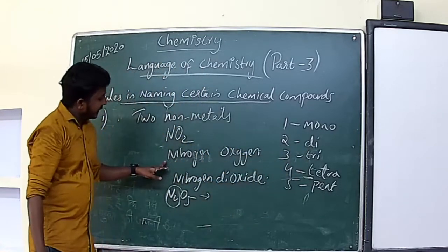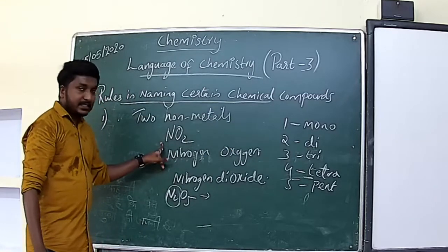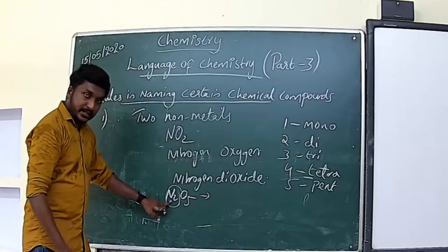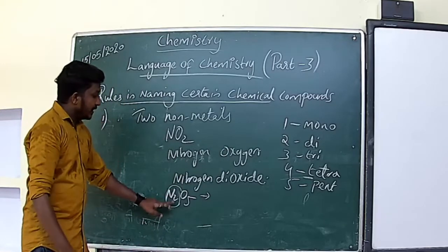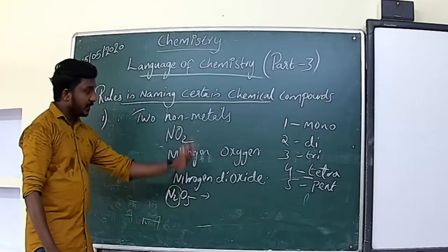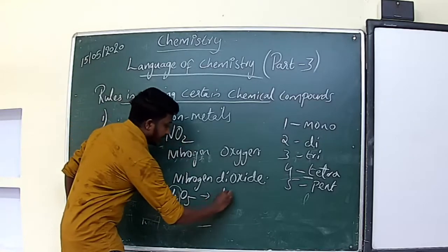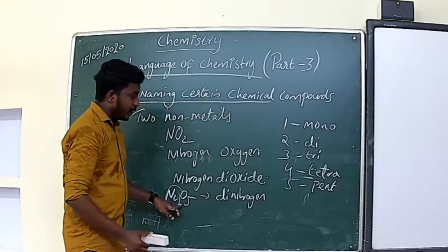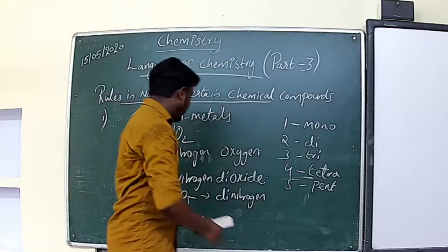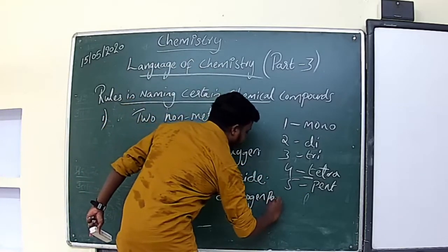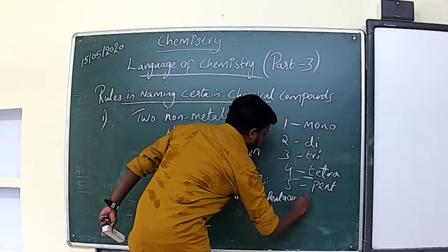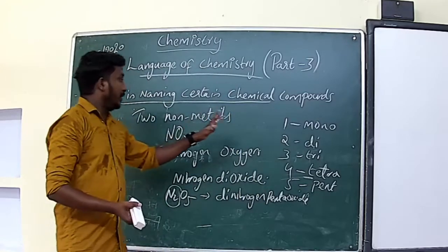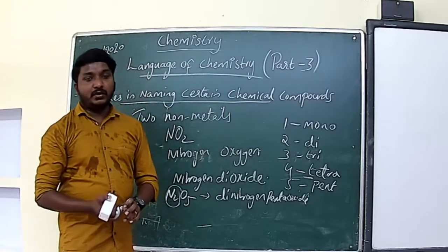Why didn't we write mono here? Because if the first element is only 1, it's not compulsory to write mono. But here you can see two atoms of nitrogen. The first element contains two atoms, so we will write di. So what is the name? Dinitrogen. Then 5 atoms of oxygen. So what is the prefix? Pent. So pentoxide. Clear? So this is how the naming works for chemical compounds containing two non-metals.